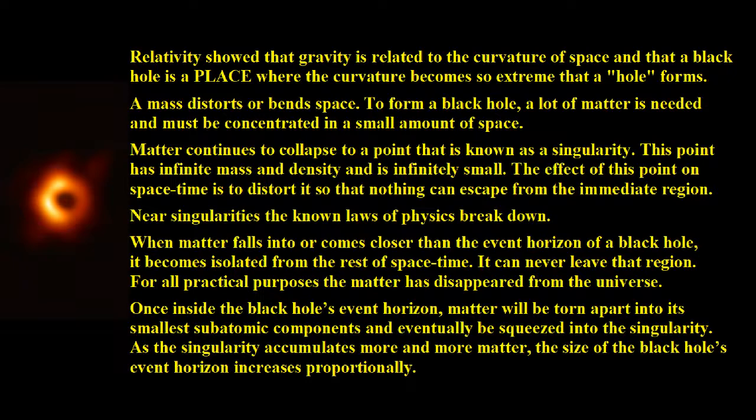And that a black hole is a place. I like that. It's either a curvature of space or it's a place, okay? Where the curvature becomes so extreme that a hole forms. And it says a mass distorts or bends space. Okay, so that's your gravity there, right? To form a black hole, a lot of matter is needed, but must be concentrated in a small amount of space. Matter continues to collapse to a point that is known as what? A singularity. There's a big singularity.